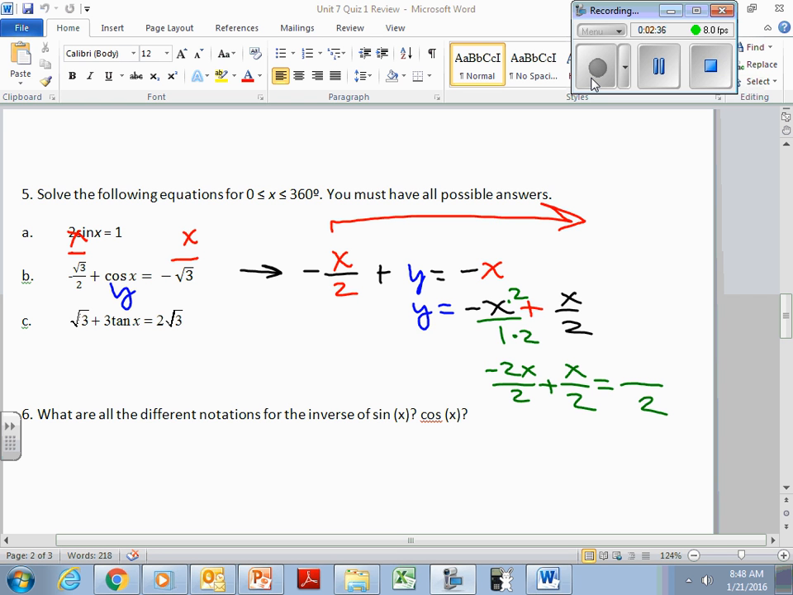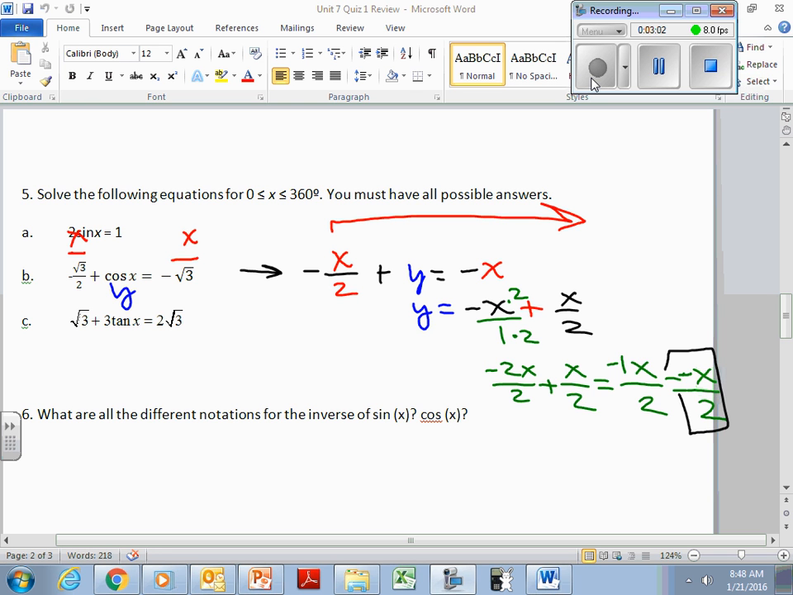All over 2, negative 2 plus 1 is a negative 1. Hopefully they can see that. If they can't, I'm not saying you shouldn't be in Algebra 2B. I'm just saying you forgot from back in the day. Final answer here: negative x all over 2. Hopefully they can see negative x all over 2.